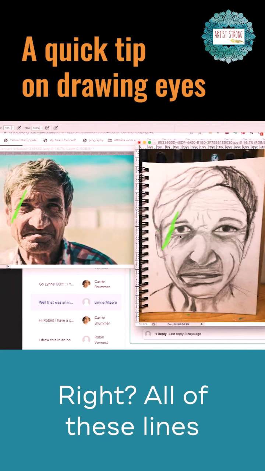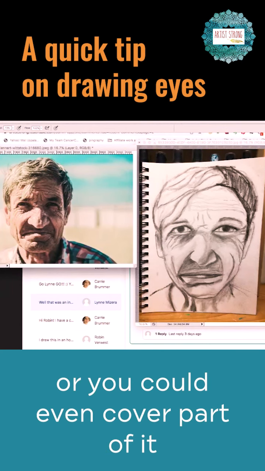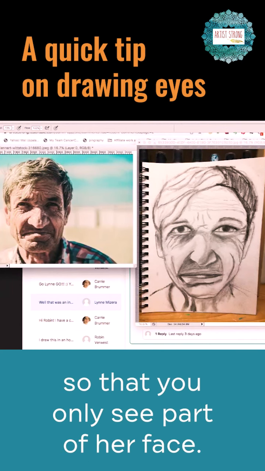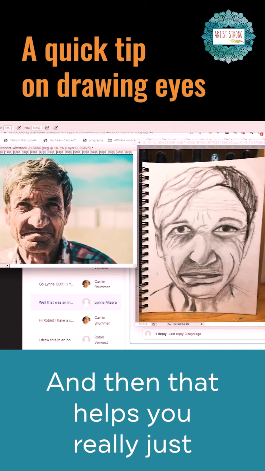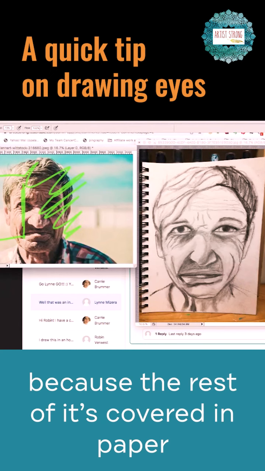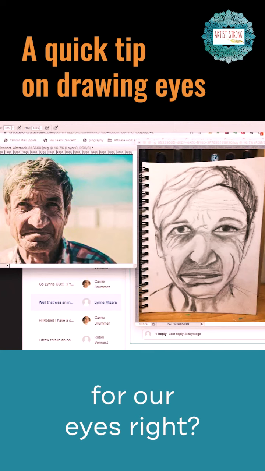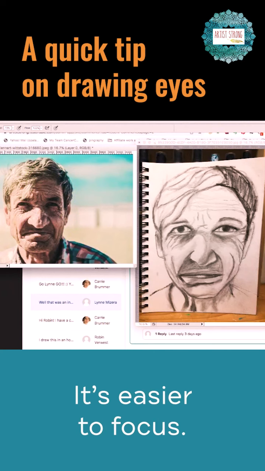All of these lines create intersections that can help you place things. Or you could even cover part of it with a piece of paper so that you only see part of a face. And then that helps you really just study the shape, right? If we're only looking at this part of his face because the rest of it's covered in paper, well, that's a lot easier to work from and is a little less overwhelming for our eyes, right? It's easier to focus.